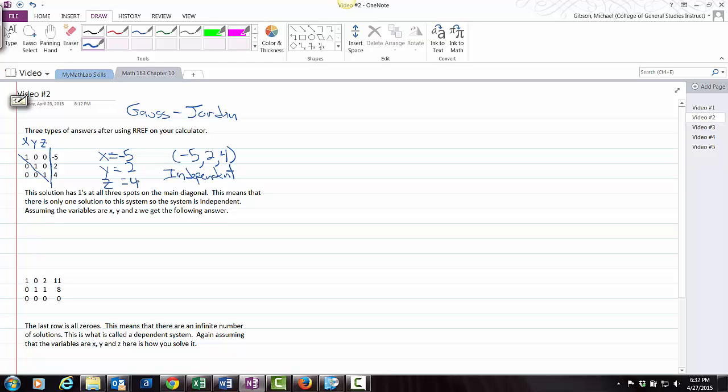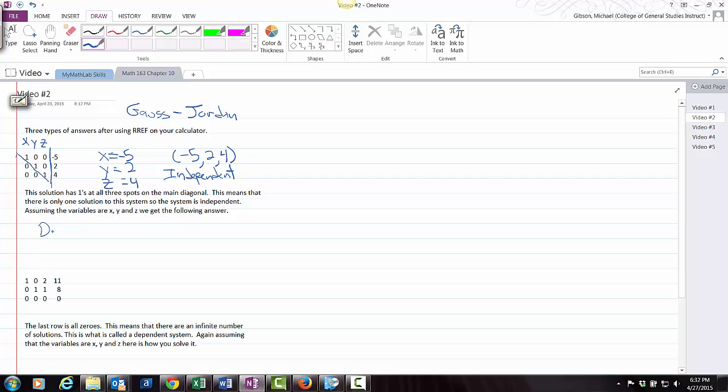Okay, and there was one point that solved all three equations. And whenever that happens, this is what it's going to look like. You're going to have the ones down the main diagonal, zeros above and below, and then whatever the answers are out here in the right-hand column, that's what you get. All right.